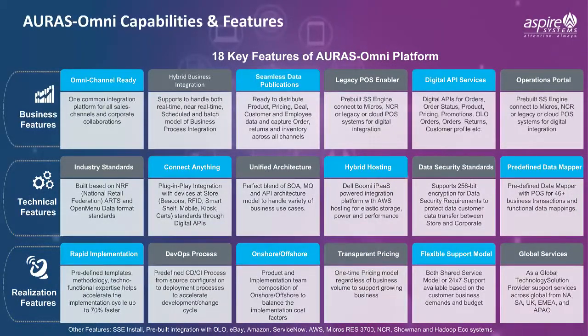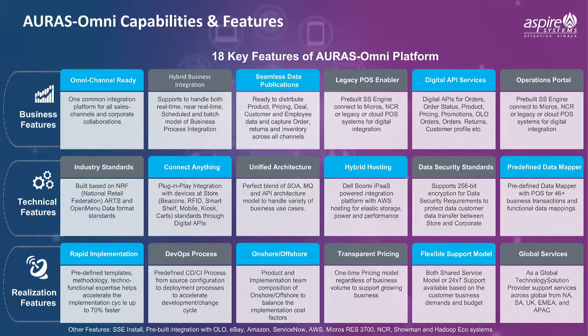So what are the capabilities that we have? We have identified 18 key features of Aura's Omni platform that help legacy POS systems, legacy applications, or legacy enterprises to modernize their systems while making digital enablement faster. We categorize them into three sections: business features, technical features, and realization features.